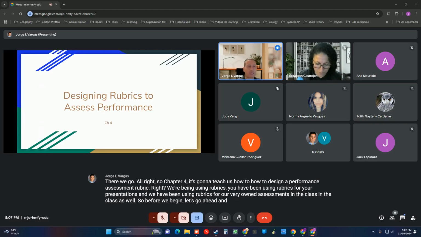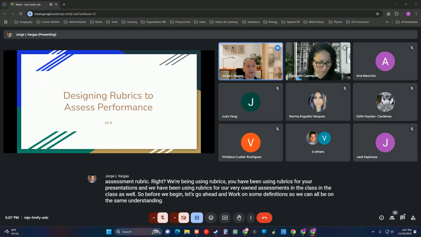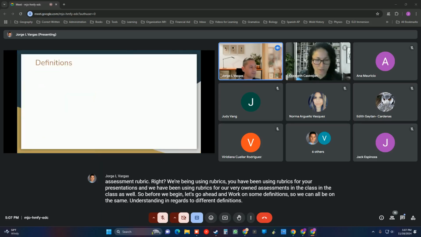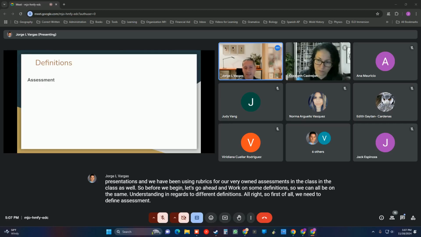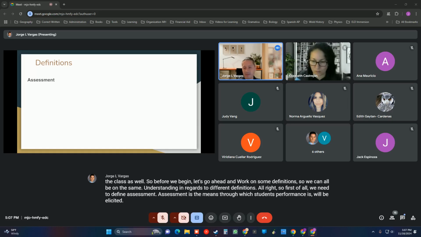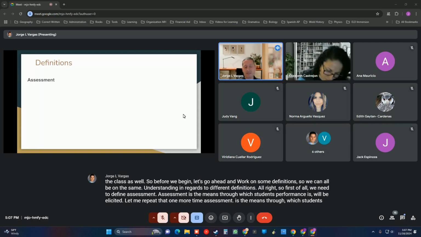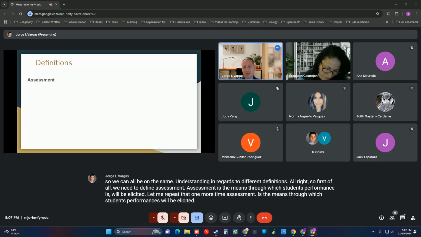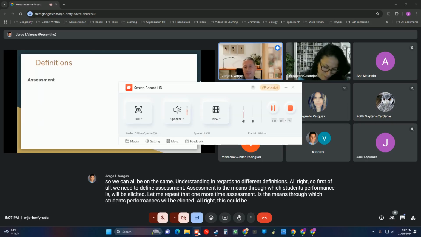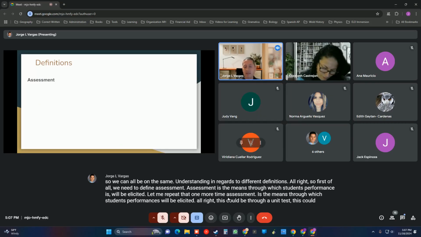Assessment is the means through which students' performances will be elicited. Let me repeat that one more time. Assessment is the means through which students' performances will be elicited. All right, this could be through a unit test, this could be through a presentation, this could be through a writing, different ways through which students will show their performances. Okay. Another definition that we need to keep in mind.